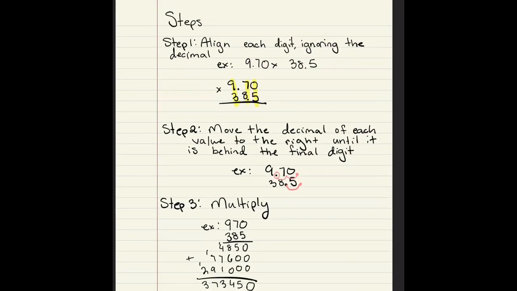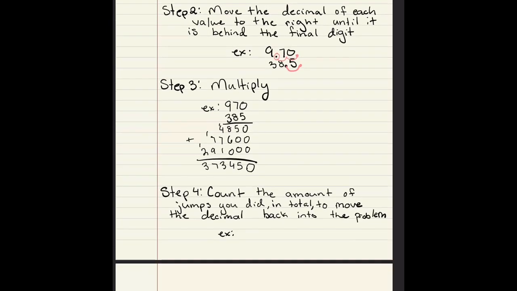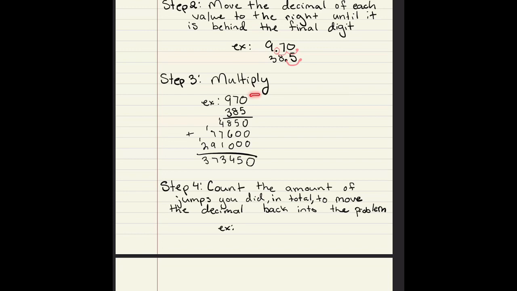All right, so let's go back to step 2. We moved the decimal over and we jumped over here 2 times and then here 1 more time. So when we went to multiply, I said, now we're just working with these numbers. Instead of 9.70, you're working with 970, and instead of 38.5, it's 385. And this is what we got when we multiplied. But now, we're not done. This isn't our final answer.